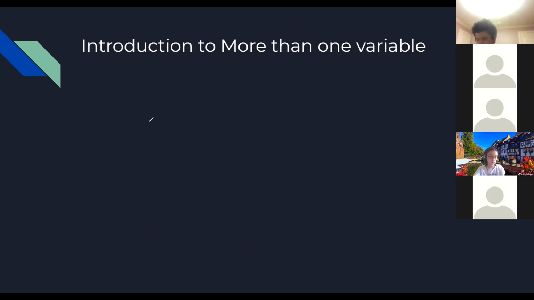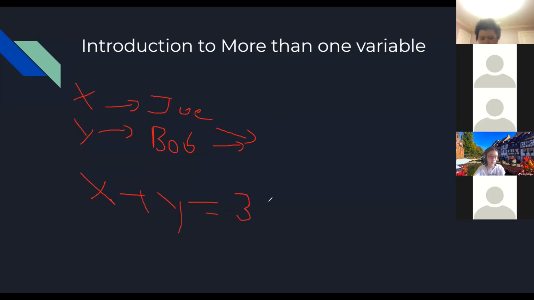So what essentially more than one variable does is that you can declare more variables to be different things, like Joe's bank account and Bob's bank account. So if Joe and Bob had a sum of $36, then we could use x plus y equals 36.